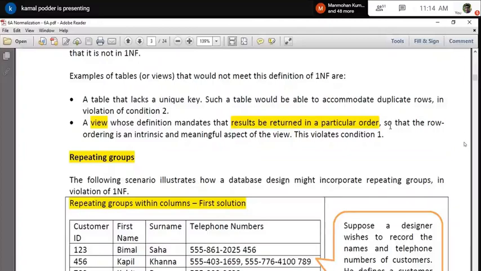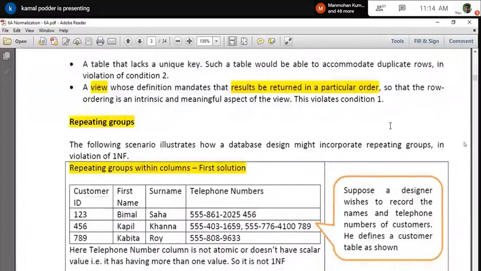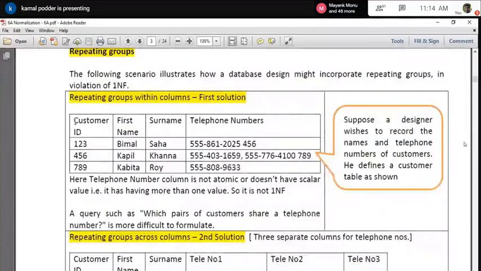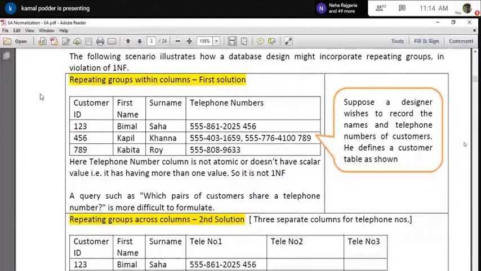Okay, now let's take an example and try to understand. I have customer information, so I create a customer table with customer ID, first name, second name. And I considered that a customer can have two telephone numbers. Initially, when I discussed with the user, each customer can have a maximum of two telephone numbers. So I have created the table like this. In the telephone numbers column, you can see that the second customer has two telephone numbers, but the first customer has one.